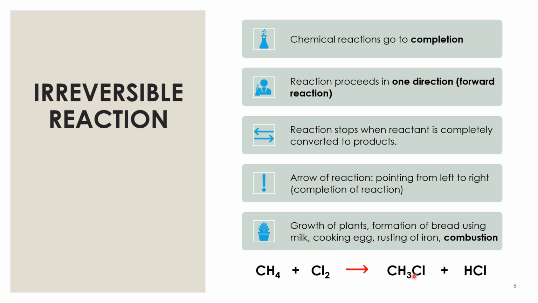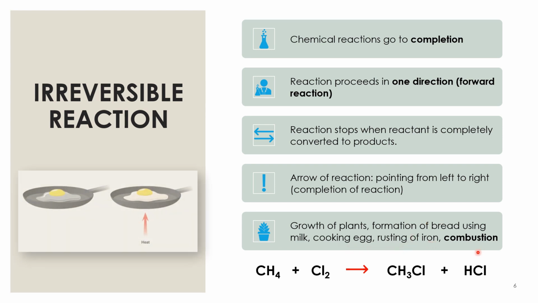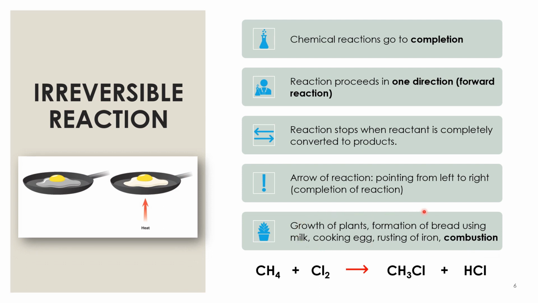So the examples of irreversible reaction adalah growth of plants, formation of bread using milk, cooking egg, rusting of iron, dan juga combustion. So all these examples menunjukkan bahawa once product has been formed, there's no way for the product boleh berpatah balik semula untuk membentuk reactants. So basically, ini adalah irreversible reaction.